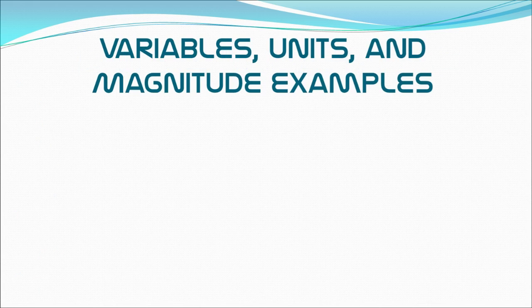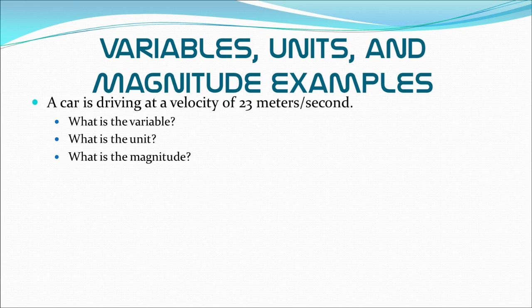Let's look at all three of these terms, variables, units, and magnitude. A car is driving at a velocity of 23 meters per second. What is the variable? The variable is velocity. It's what we're measuring. What is the unit? The unit is meters per second. It's how much we're measuring. The magnitude is the amount. So I'm measuring 23 meters per second. That represents my variable, velocity.